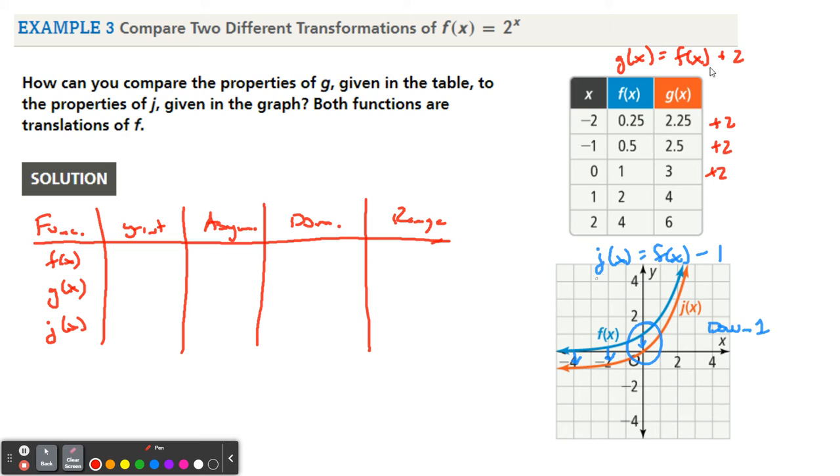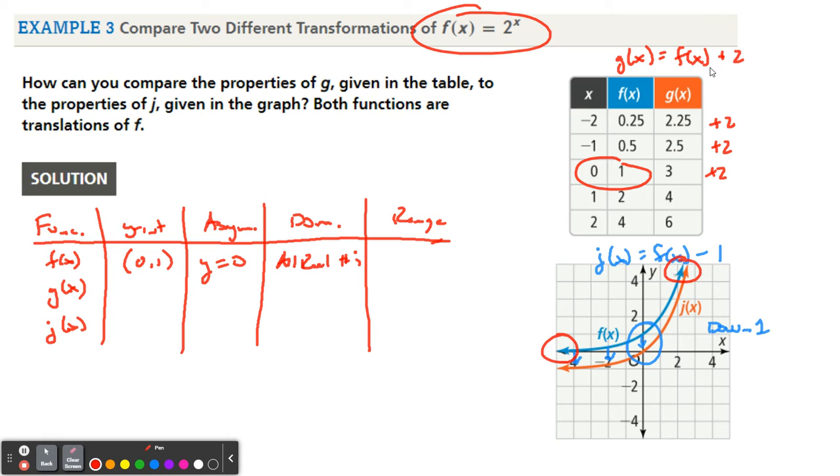Okay. So let's do f all at once. For f of x, the generic 2 to the x, our y-intercept is at 0, 1. Our asymptote is the x-axis, which is y equals 0. We're approaching 0. The domain is all real numbers, and again, as we talked about in the very first lesson, there are arrows on both ends. And then the range, because our asymptote is 0, is y is greater than 0. Because we're above that asymptote line, we can't touch 0.